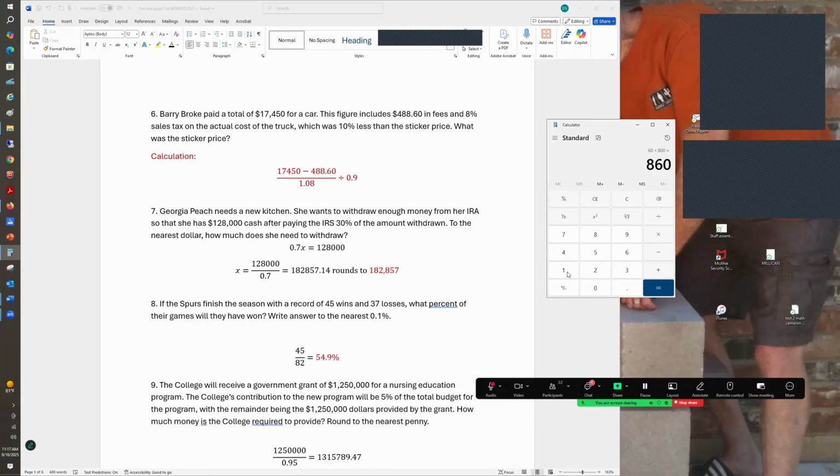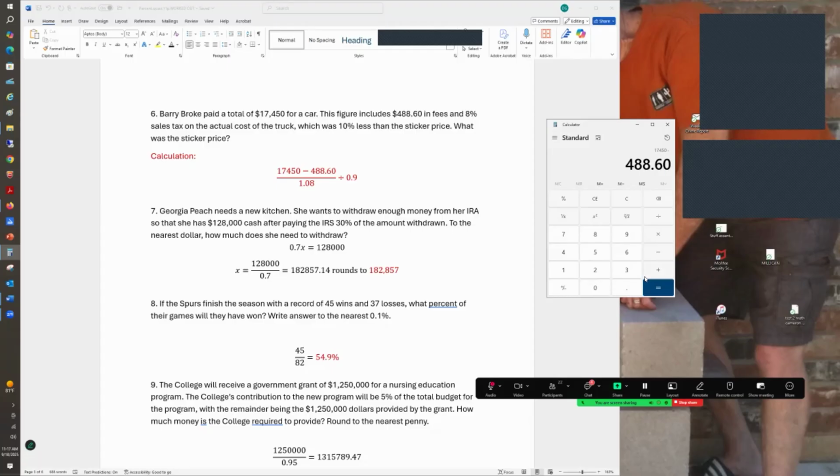When you do that, you do 17,450 minus. Be sure you look at every digit. I missed it. See that? It's not 1740, it's 17,450. And sometimes my clicker doesn't work. 17,450 minus 488.60. The .60 is optional. You can put it there or not.